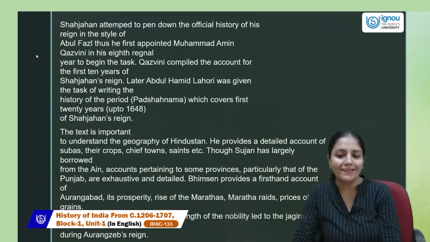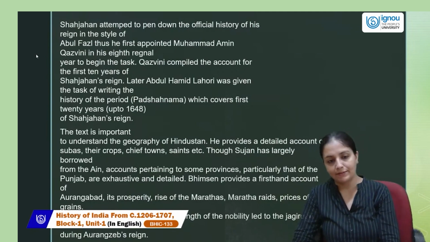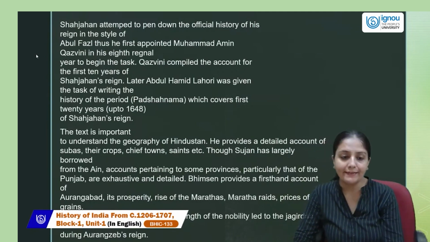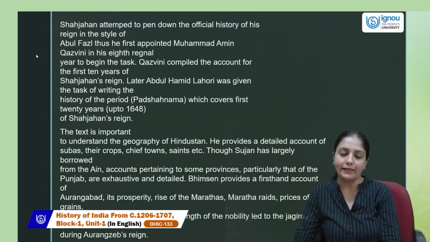Bhimsen provides a first-hand account of the Deccan, its prosperity, the rise of the Marathas, Maratha raids, prices of commodities. He analyzes that the increase in the strength of the nobility led to the Jagirdari crisis during Aurangzeb's reign.